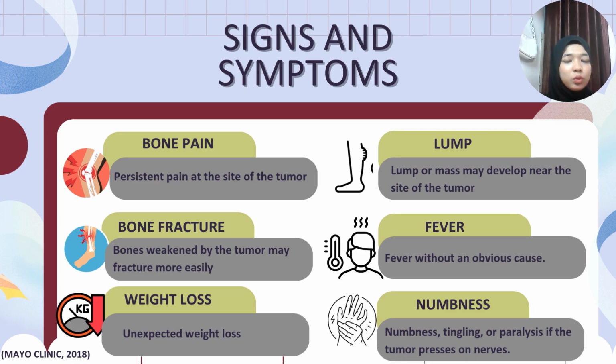This cancer can lead to a significant weight loss due to the decreased appetite and metabolic changes. And lastly is a nerve compression symptom, which is numbness or tingling. The tumor near the spines or nerve may press on them, which will lead to numbness or tingling in the arms or legs.